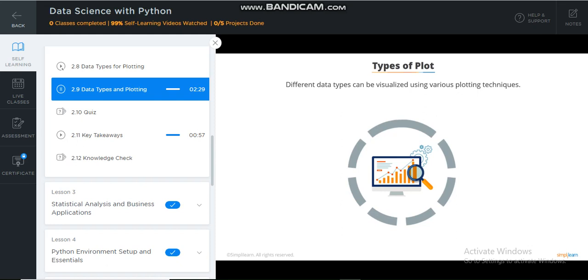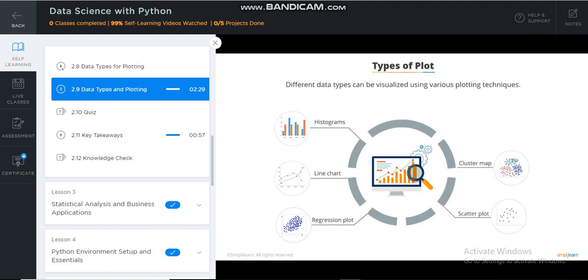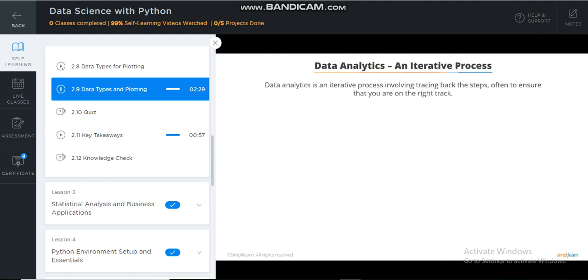If the data is continuous, histogram, line chart, regression plot. If the data is categorical in nature or you need to identify patterns in the data, scatter plot, cluster map, heat map. An important point to note is that the data analytics process is an iterative one.